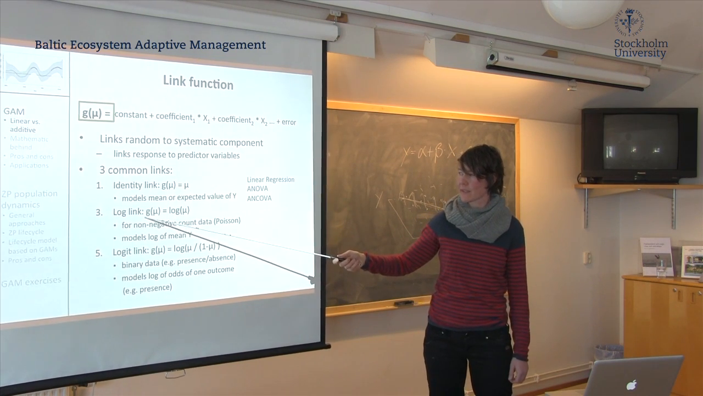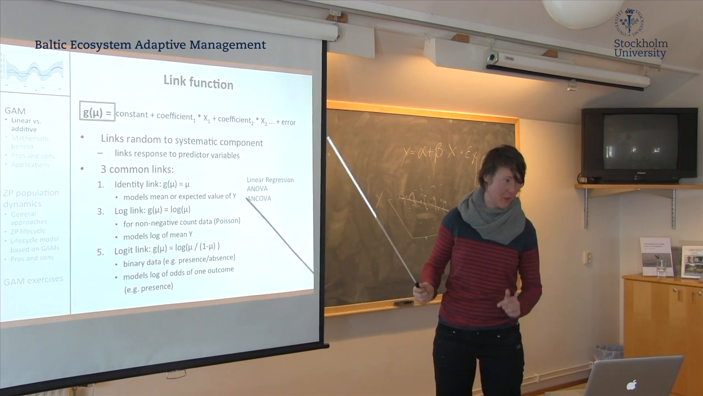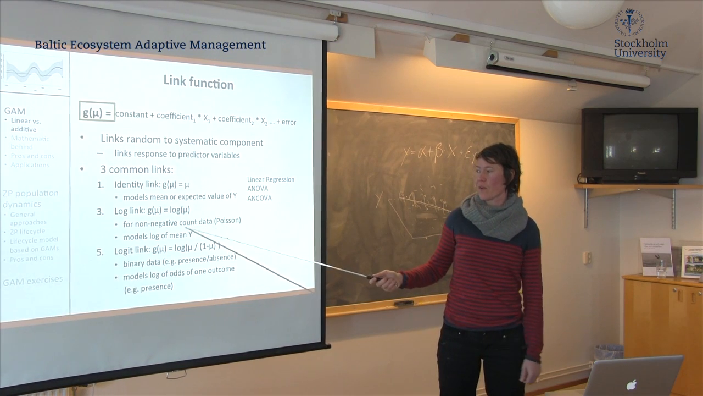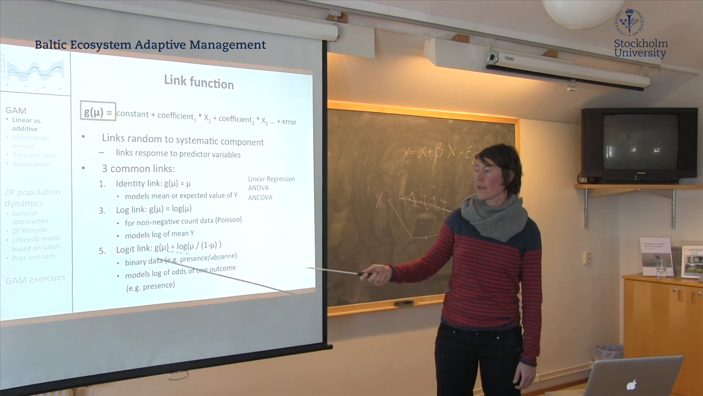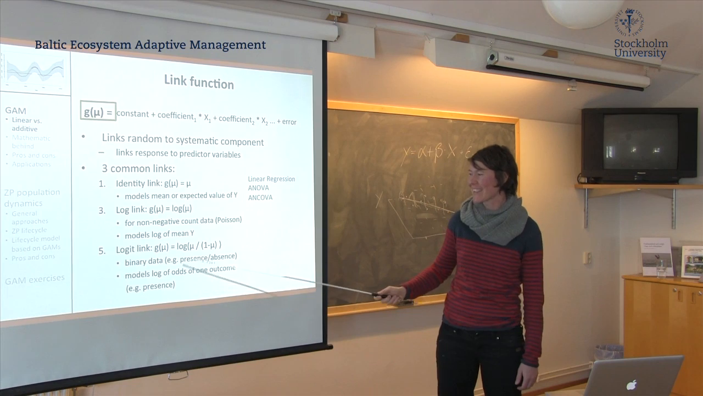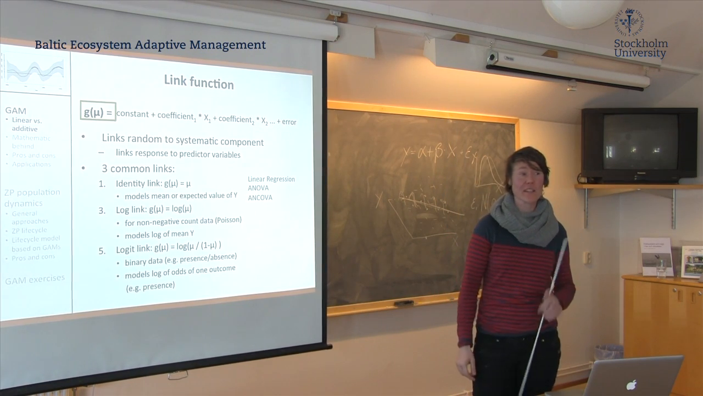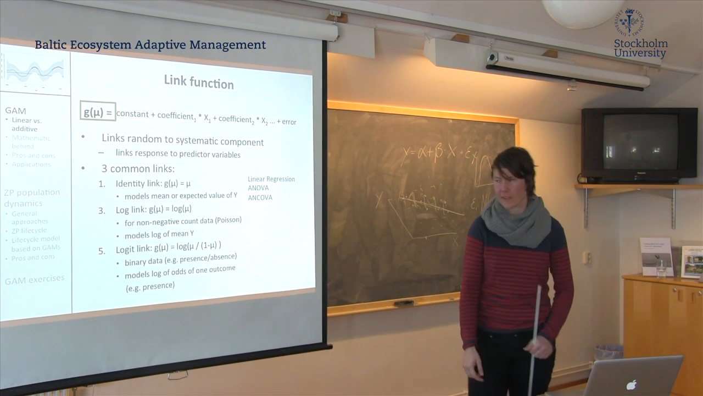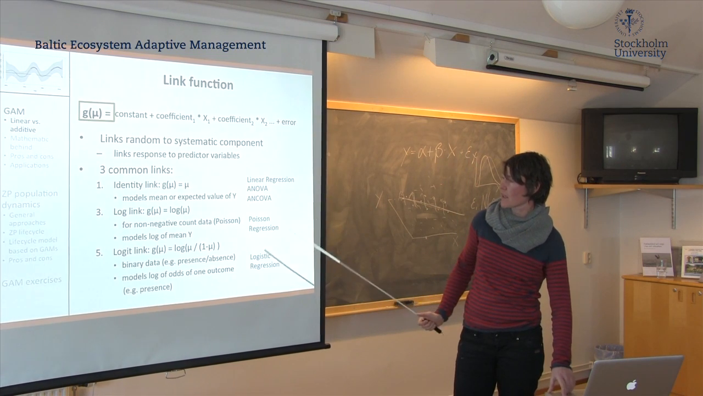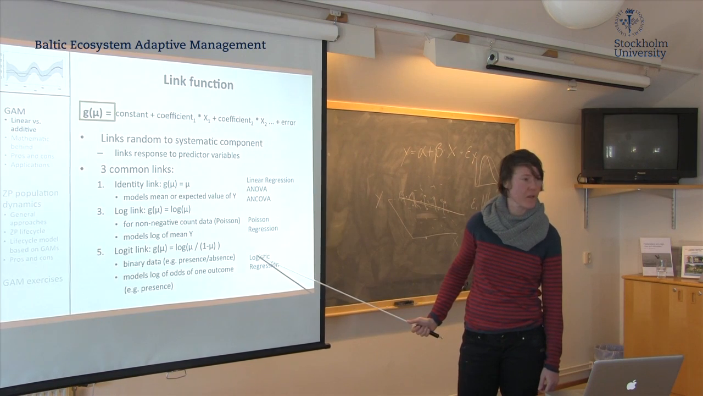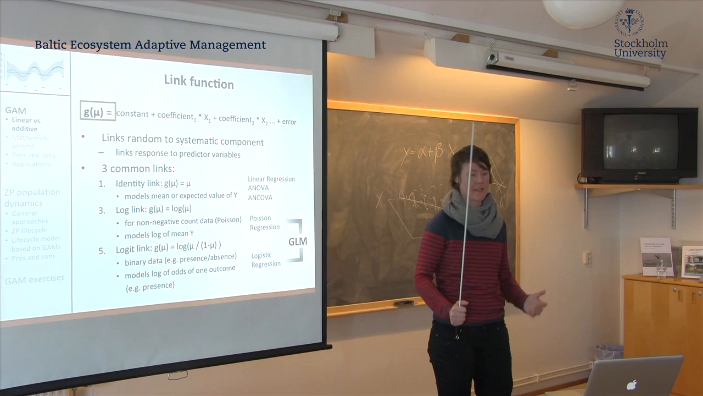Then there's also another link, the log link. You don't model the mean of the population, you model the log transformed mean of the population. You do this when you have non-negative count data, for example, and you're assuming a Poisson distribution. Or you can have a logit link. You model not the mean of the population, also not the log transformed mean, you model the log transformed odds of a probability. You do this when you have presence-absence data. The first one is also called Poisson regression, for example, and this one is often called a logistic regression. And those 2 together are considered generalized linear models.